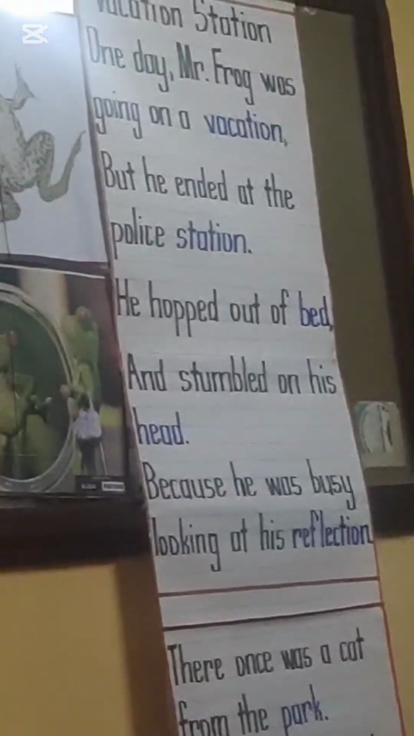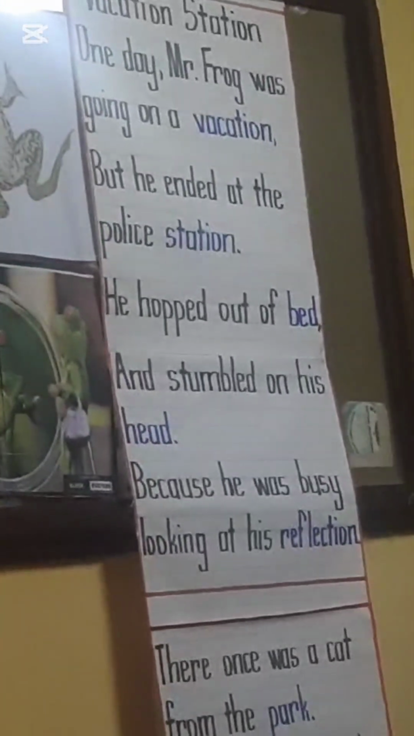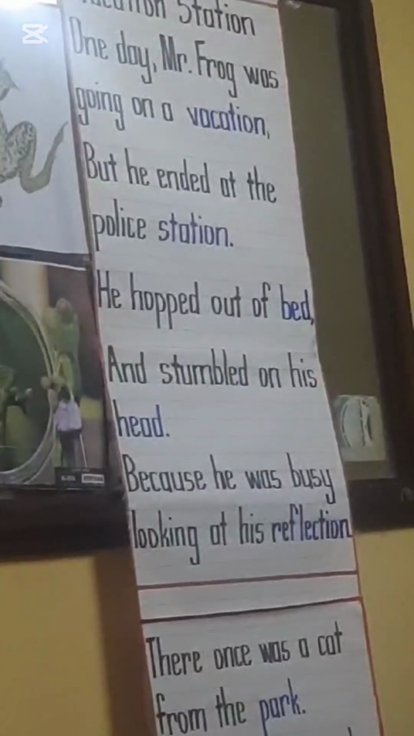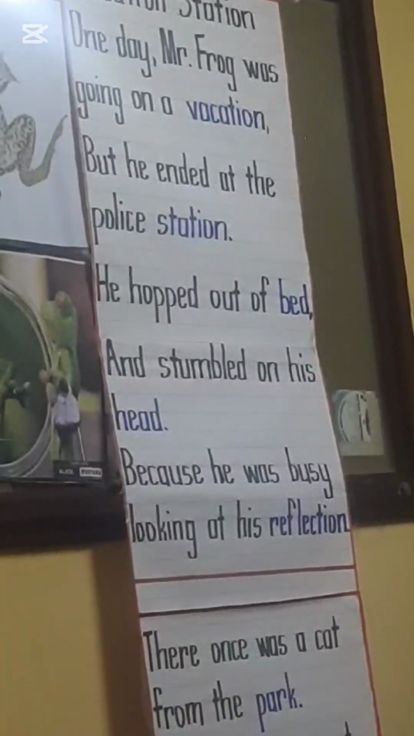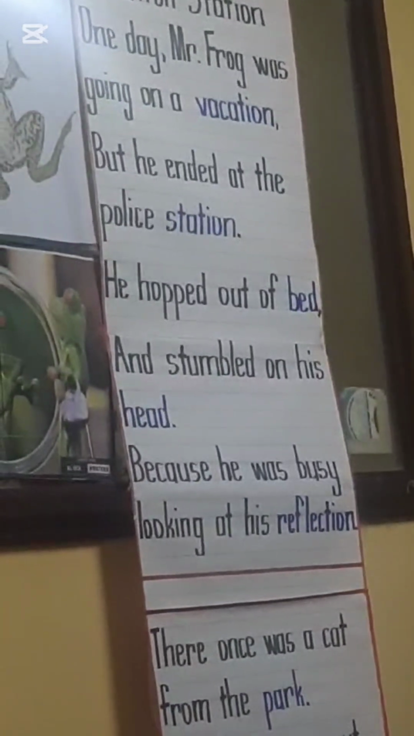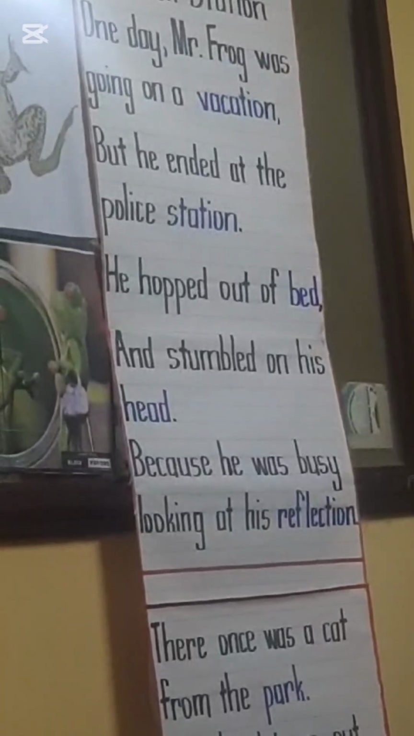It has a rhyme scheme of AABBA, where we have vacation, station, and reflection, and we have bed and head. So the first, second, and the fifth lines rhyme as the AAA, and the third and the fourth lines the BB.